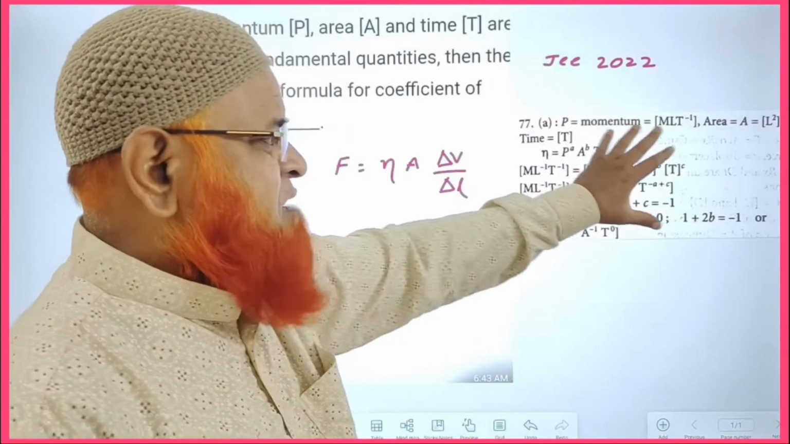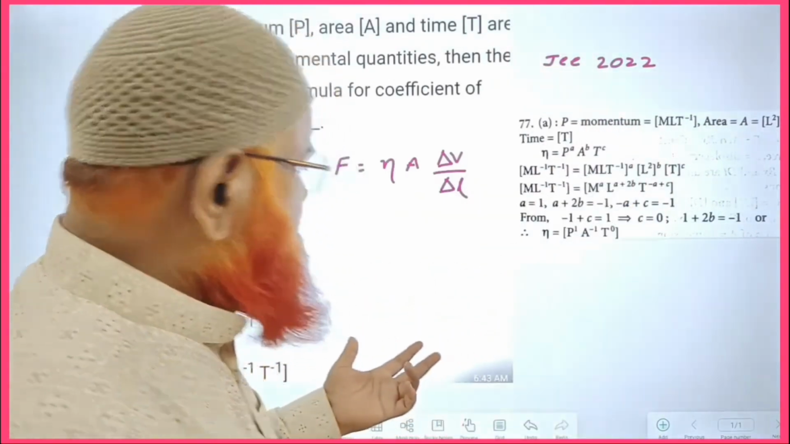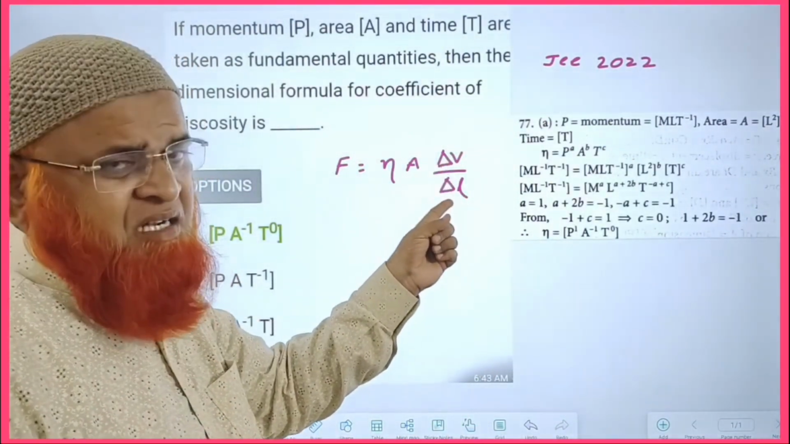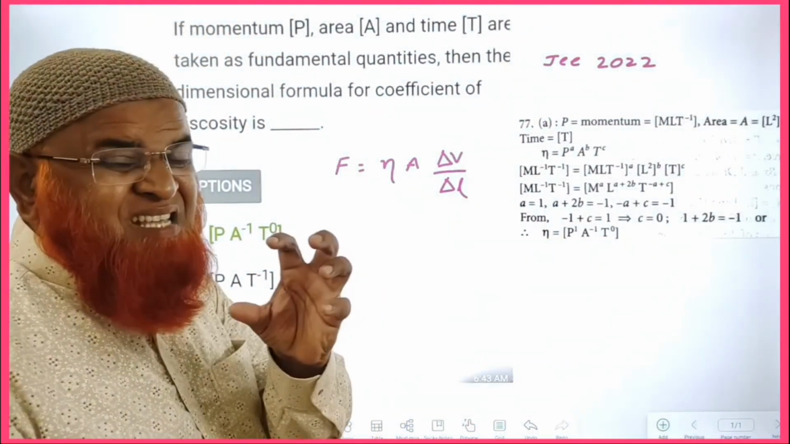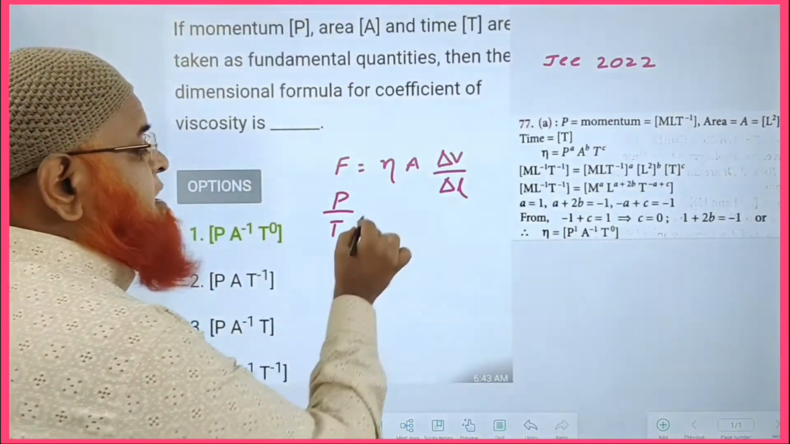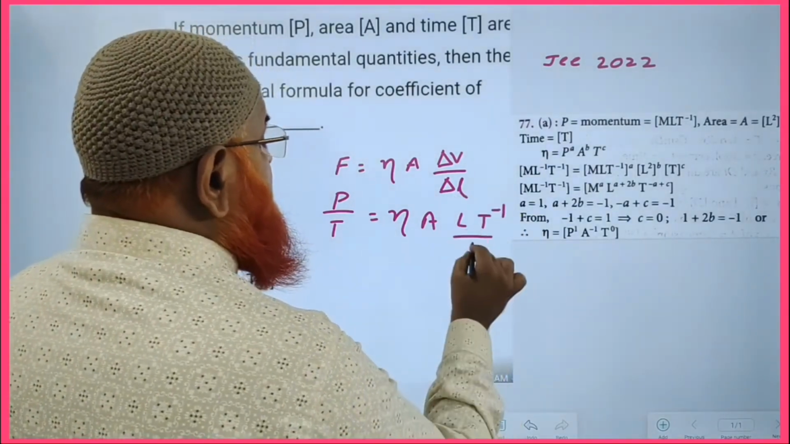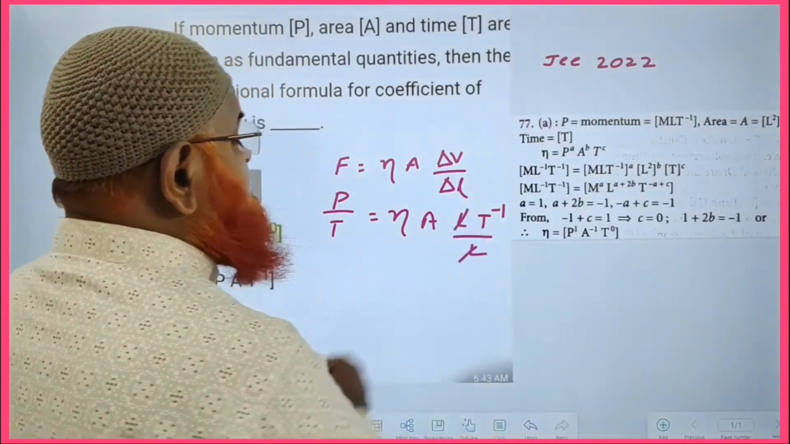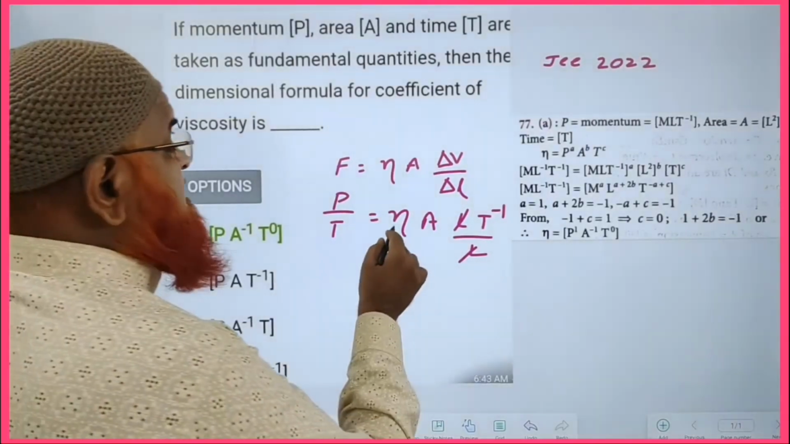You can just see the traditional method, raising the powers of mass, length and time. This is outdated. Let us have a simple and shortcut method. You know the general formula: force is equal to eta A delta V by delta L. It's a basic formula. Here you also know that force is nothing but change in momentum with respect to time. That means force can be written as momentum by time. For eta A, velocity is LT power minus 1, and here change in length is again L. So length gets cancelled.